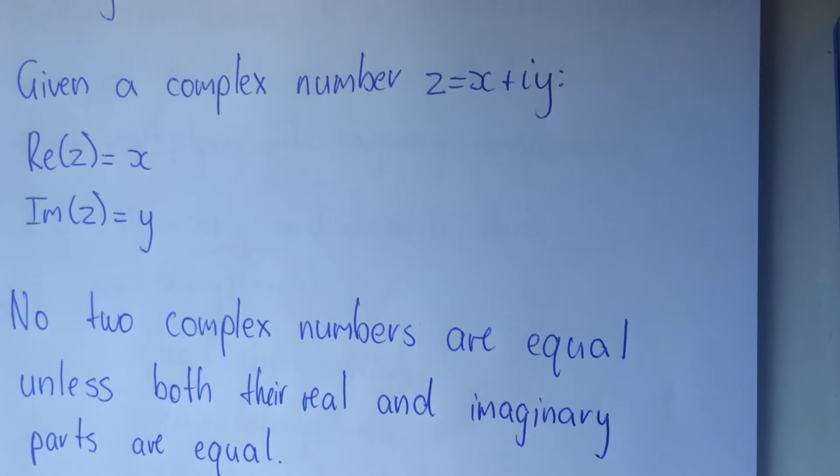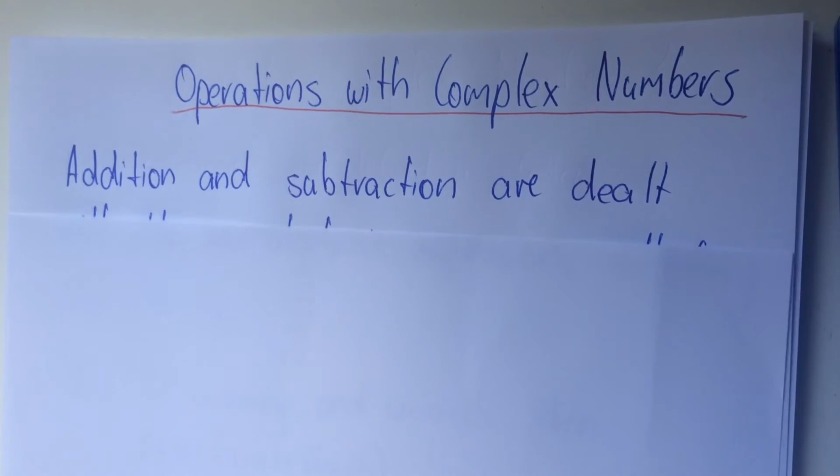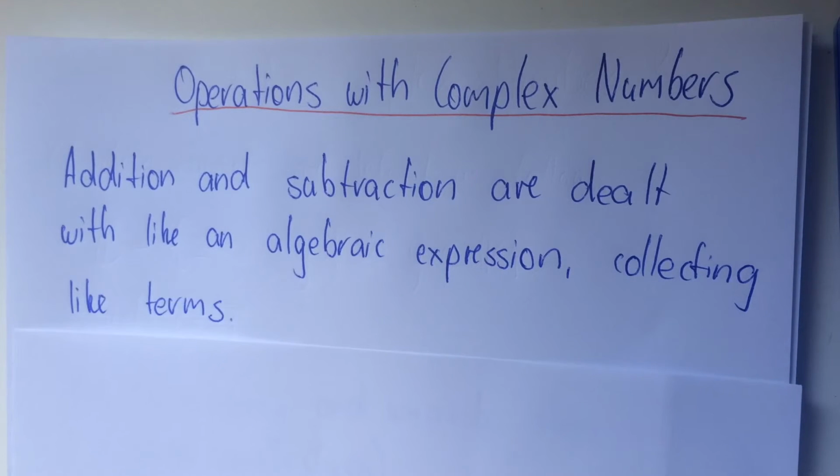Now, let's get on to how we do operations with complex numbers. How do we exactly add to something that doesn't exist in the real numbers? It's easier than it sounds. When we add or subtract complex numbers, we treat them like algebraic terms in an equation, like you did in Year 7 maths.